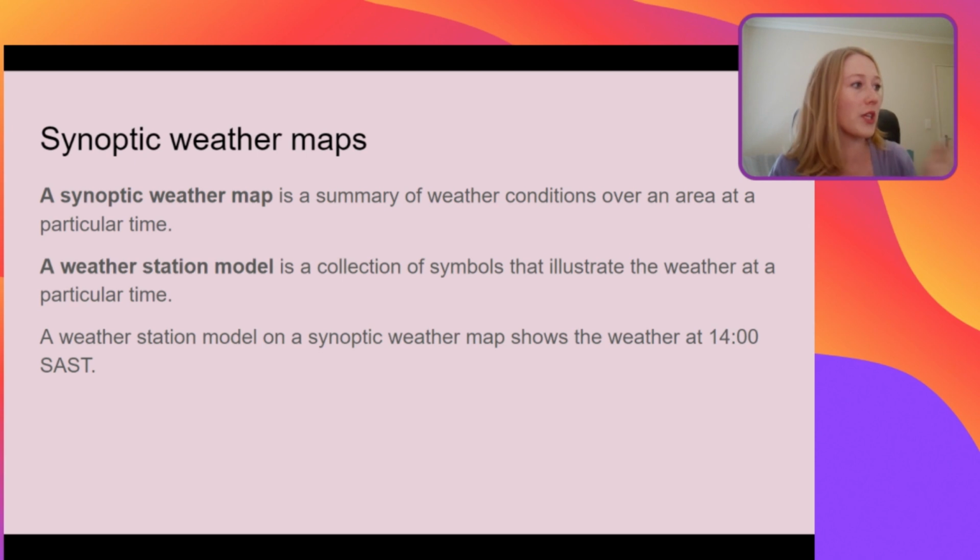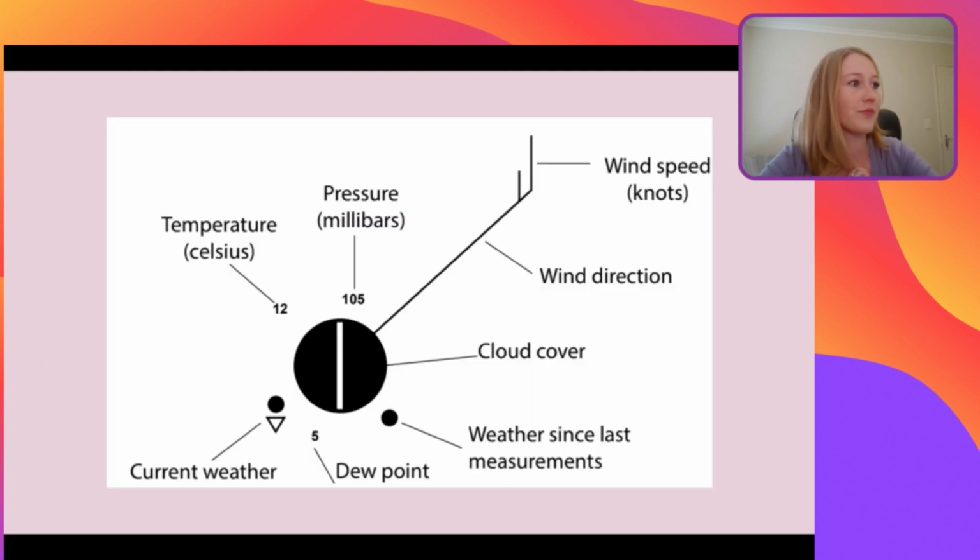And like I mentioned earlier, we always take it at the same time every day. So it's at 2 o'clock. That's when the data gets gathered and put onto the map. Okay, this is the weather station model. In school, you generally don't need to know all of this. I'm just going to highlight the most important things.